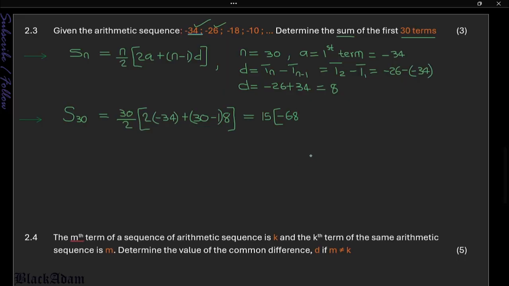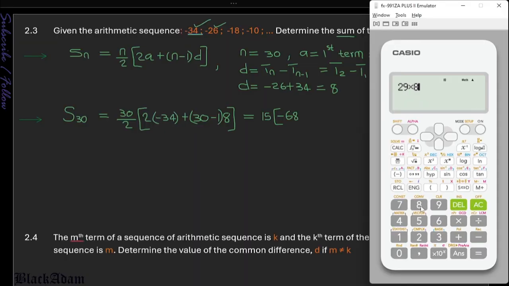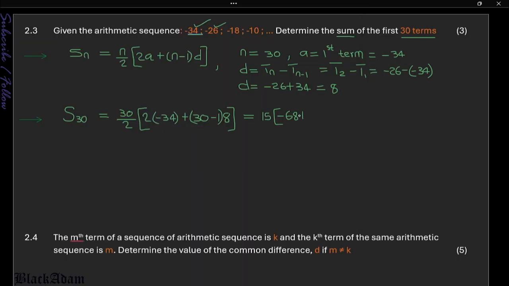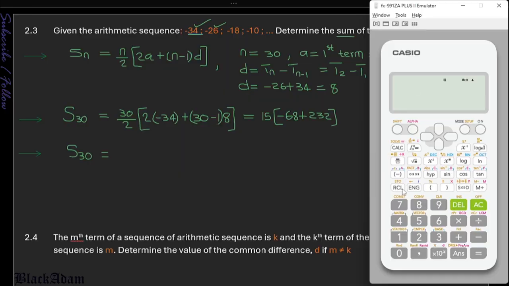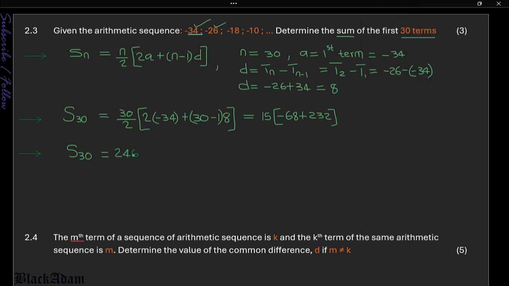30 minus 1 is 29, so 29 times 8 is going to be 232. And then the sum of 30 terms will be, let us go back and check, negative 68. Yes, negative 68 plus 232 gives us 164. Then 164 times 15 is 2460, and that's our answer for 2.3.